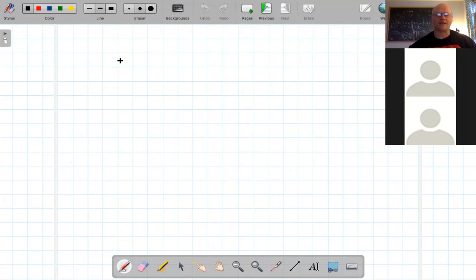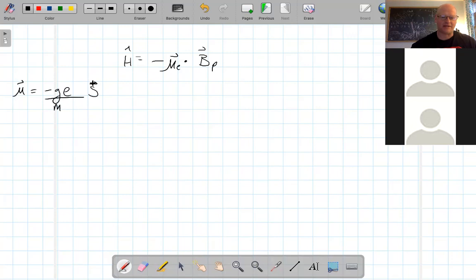The Hamiltonian is equal to minus the magnetic moment of the electron dotted with the external magnetic field it lives in, where that magnetic field comes from the proton itself. Remember that the magnetic moment is equal to negative g times the charge, in this case the charge of the electron, divided by the mass of the electron, all times the spin.